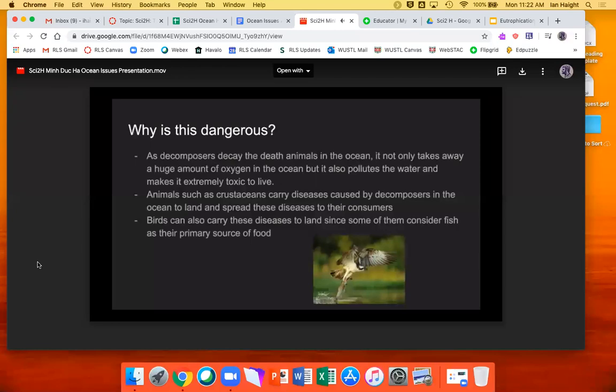So why is this dangerous? As decomposers decay the dead animals in the ocean, it not only takes away a huge amount of oxygen in the ocean, but it also pollutes the water and makes it extremely toxic to live in. Animals such as crustaceans can carry these diseases caused by decomposers in the ocean to land and spread the diseases to the consumer, mainly humans. Birds can also carry these diseases to land since some of them consider fish as the primary source of food.